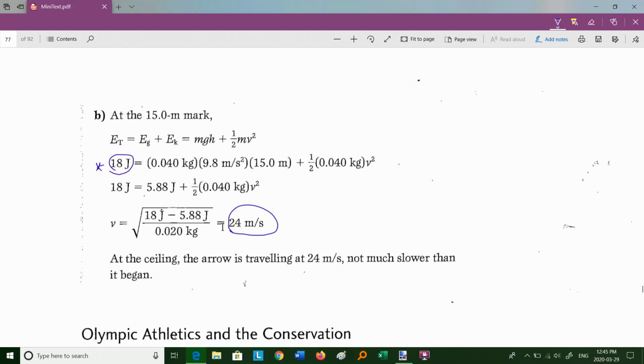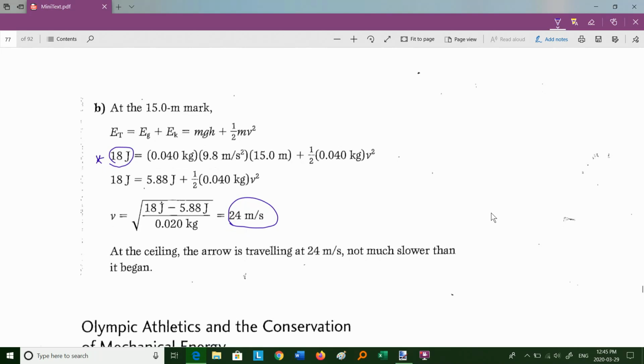What did it start at? 30 meters per second. And at 15 meters up, it's at 24 meters per second. At 46 meters up, it's at 0 meters per second. Okay? So let's see what the next one is.